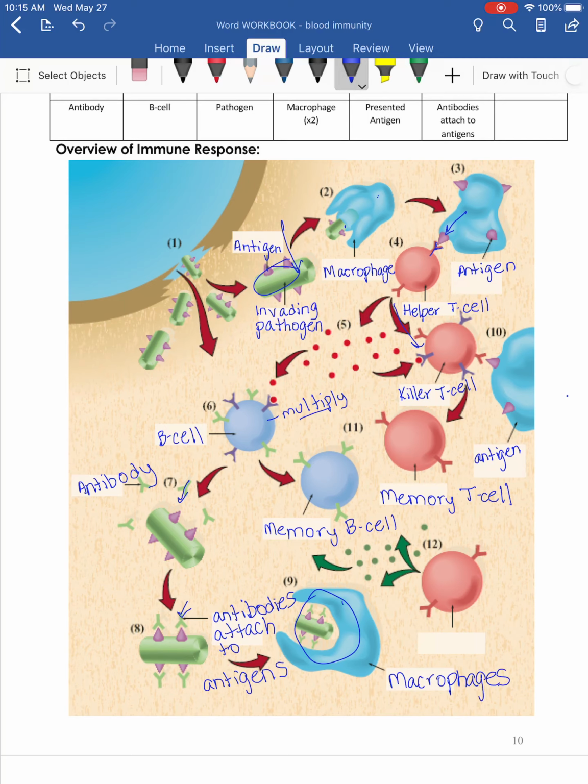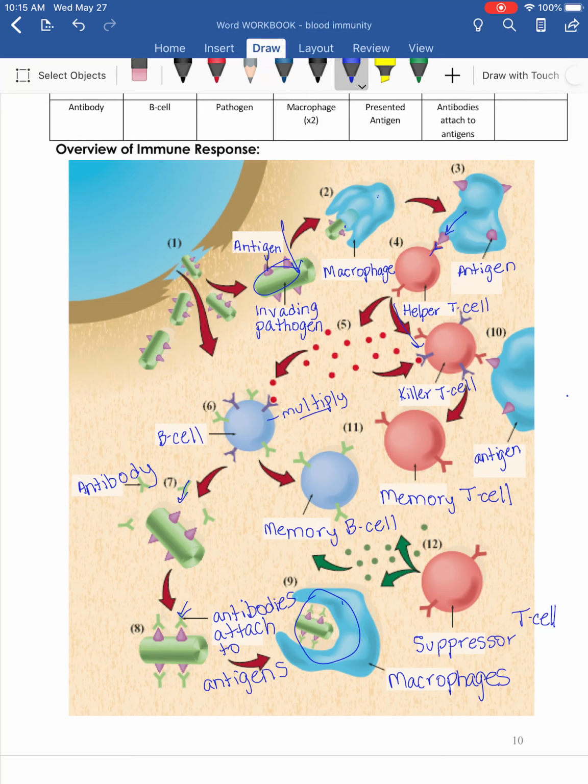And that process goes on until the invading pathogen has been properly destroyed, all of the pathogens. And once everything is effectively cleaned up and killed, the suppressor T cell will release signals back to the B and T cells and tell them that the invasion is over. So at that point, most of the B and T cells that were created will die, except the memory B and memory T cells remain.